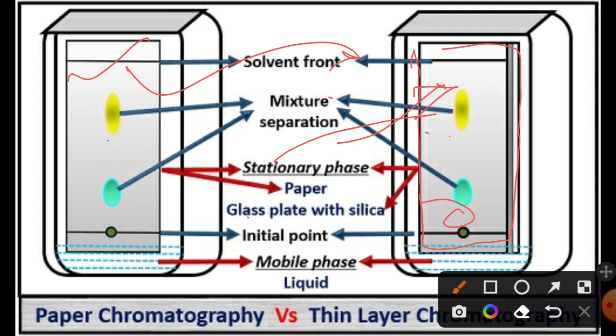Another thing I want to mention is that the solvent we are using here is a mixture of acetic acid, butanol and H2O in a ratio of 8:2:1. That is very important for MCQ purposes, okay. They can ask you about the general composition of the solvent for thin layer chromatography.